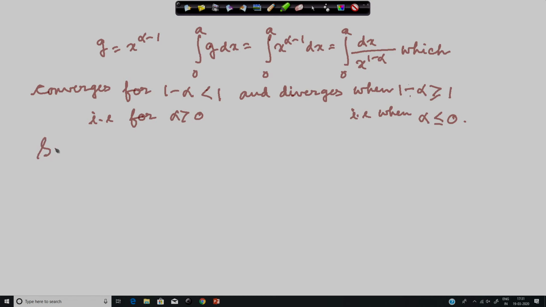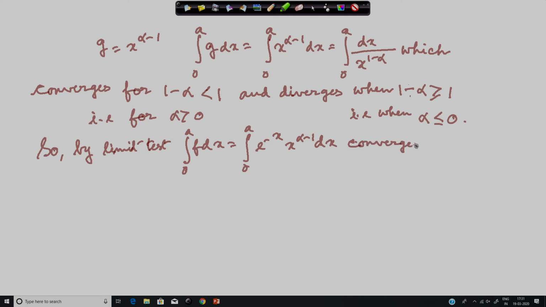And so, by the limit test, integral 0 to a f dx, that is integral 0 to a e to the power minus x, x to the power alpha minus 1 dx, converges for alpha greater than 0, and diverges for alpha less than or equal to 0. So, this is for I1. Next, let us come to I2.